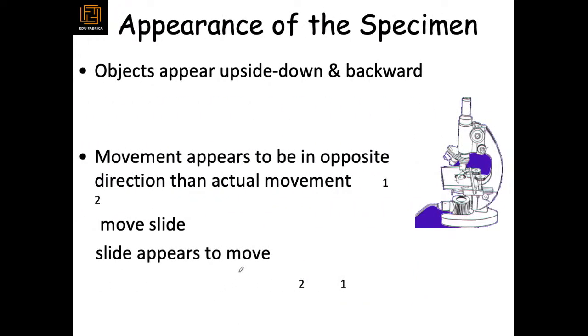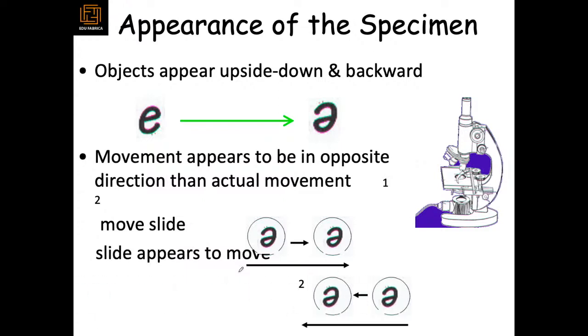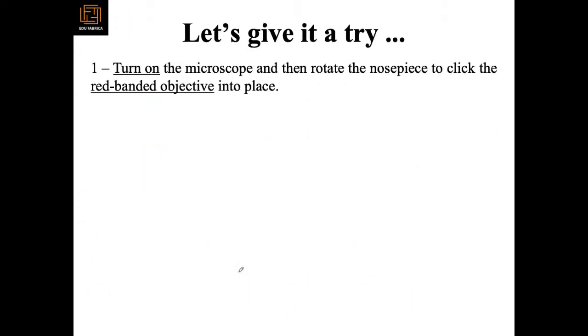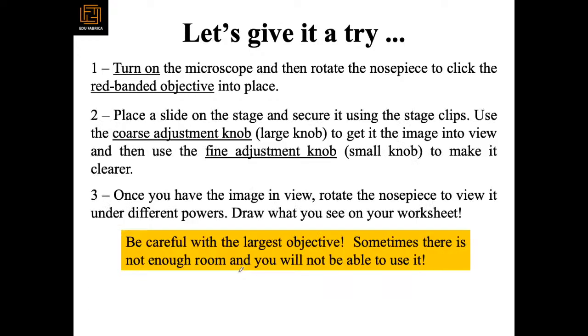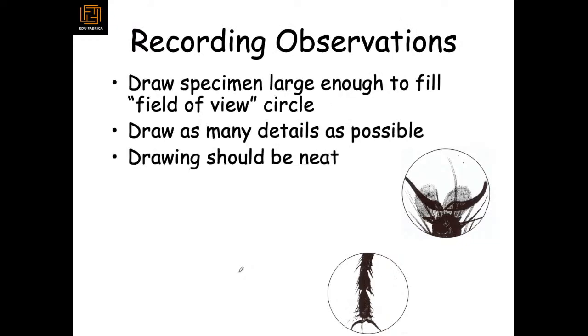So as I said, the specimens that you are looking at are mostly present upside down and backward. So if E is like this, it will be upside down and it will always be like that. If we had a practical we could do this, but we don't have it at the moment. So just forget that.